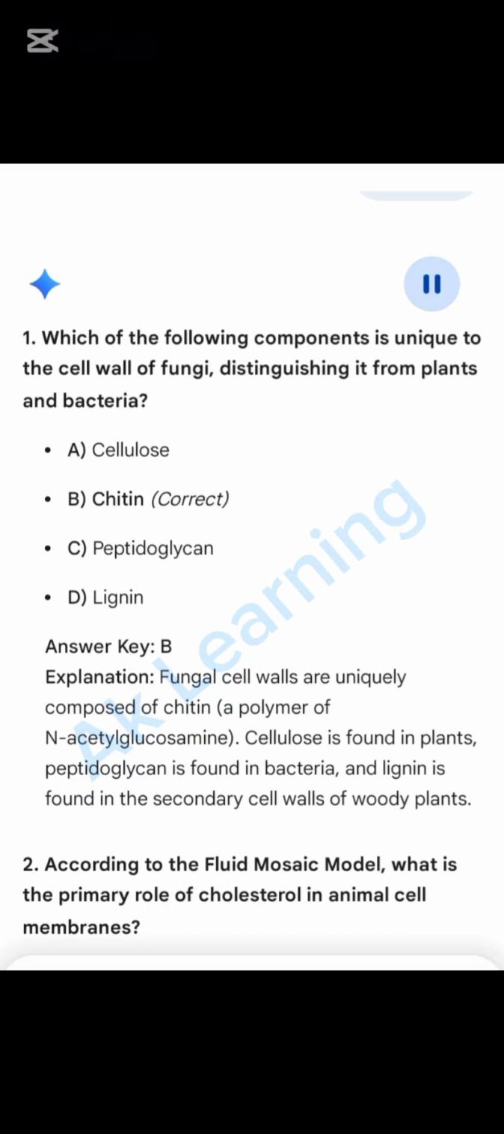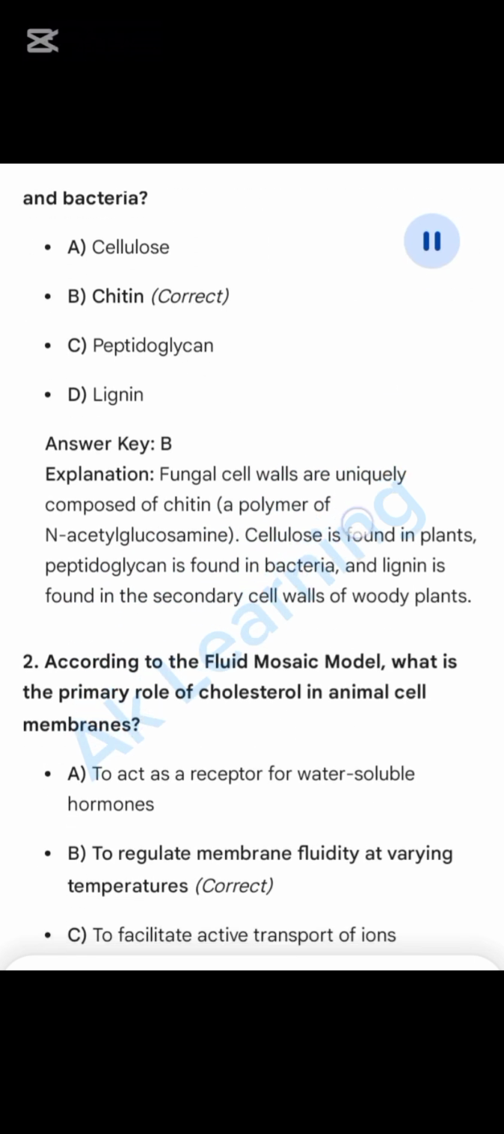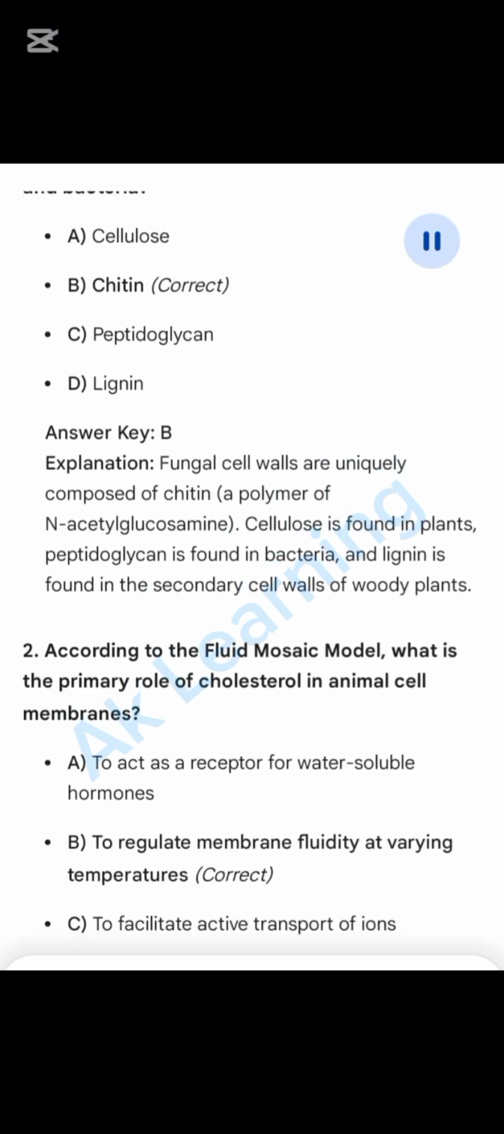1. Which of the following components is unique to the cell wall of fungi, distinguishing it from plants and bacteria? A. Cellulose. B. Chitin. Correct. C. Peptidoglycan. D. Lignin. Answer key, B. Explanation. Fungal cell walls are uniquely composed of chitin, a polymer of N-acetylglucosamine.